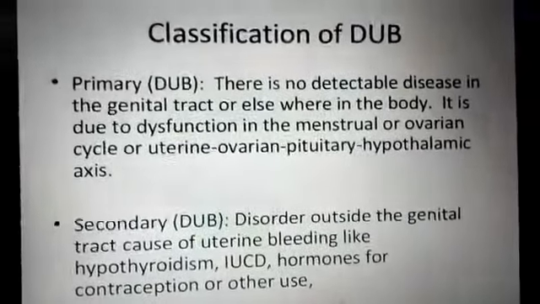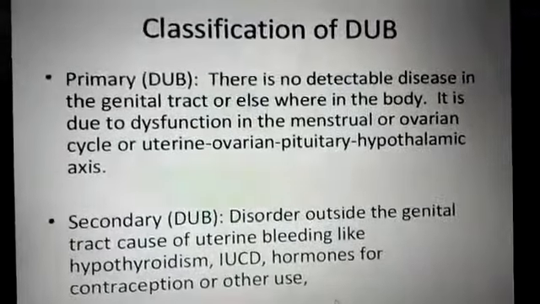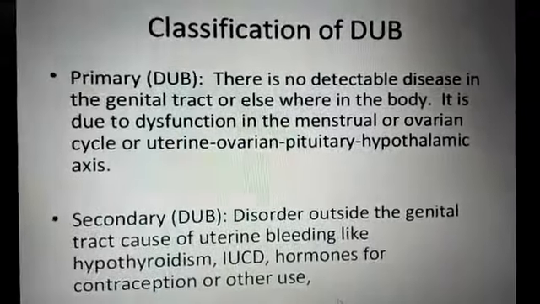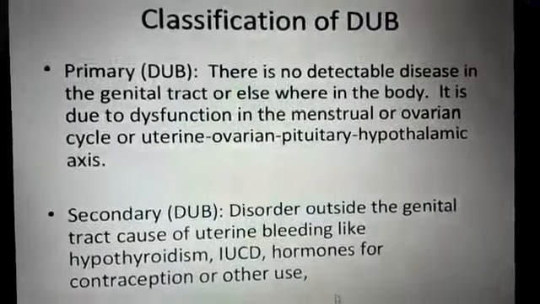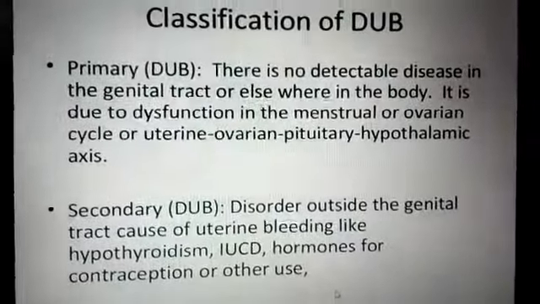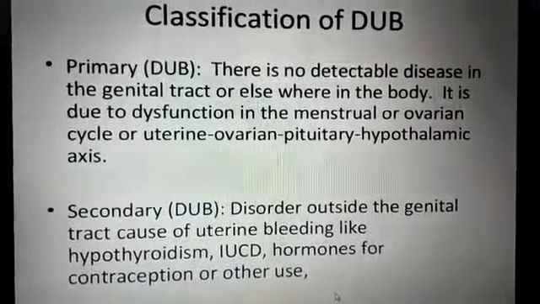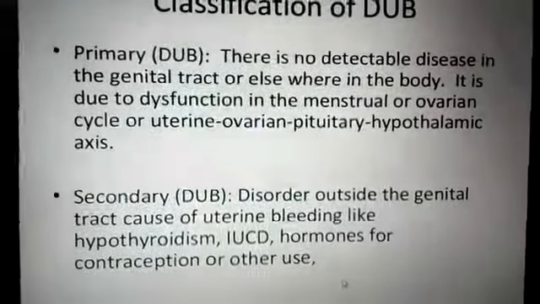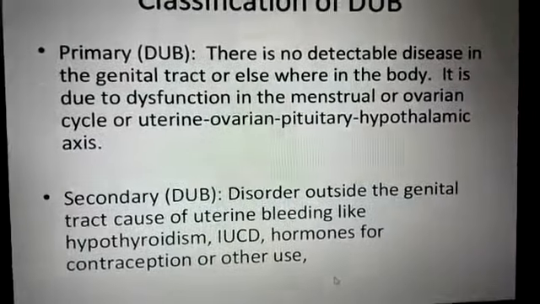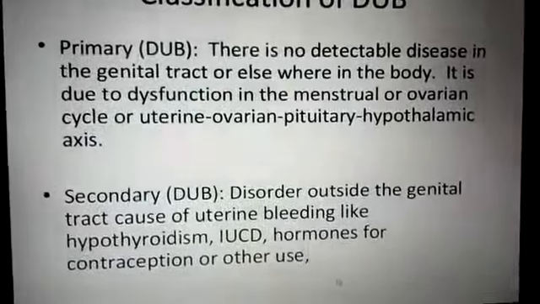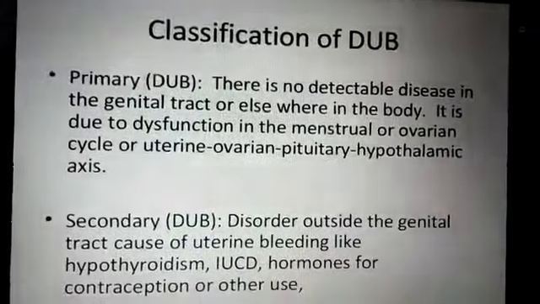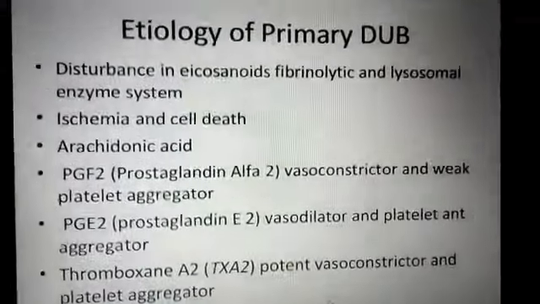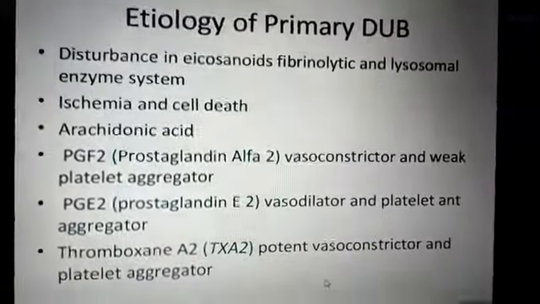While in case of secondary DUB, there are disorders outside the genital tract. In the female genital tract, there is no problem with the ovaries, fallopian tubes, uterus, cervix, or vagina. Nowhere is there any problem in the female genital tract. Where is the problem? The problem is outside the female genital tract. What is external? Hypothyroidism, an IUCD, or hormones for contraception or any other use can lead to this type of DUB. So basically, what is the cause behind this DUB?